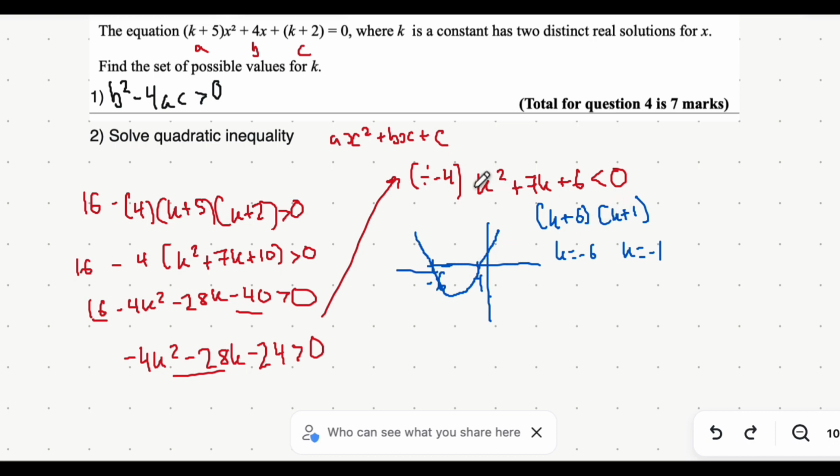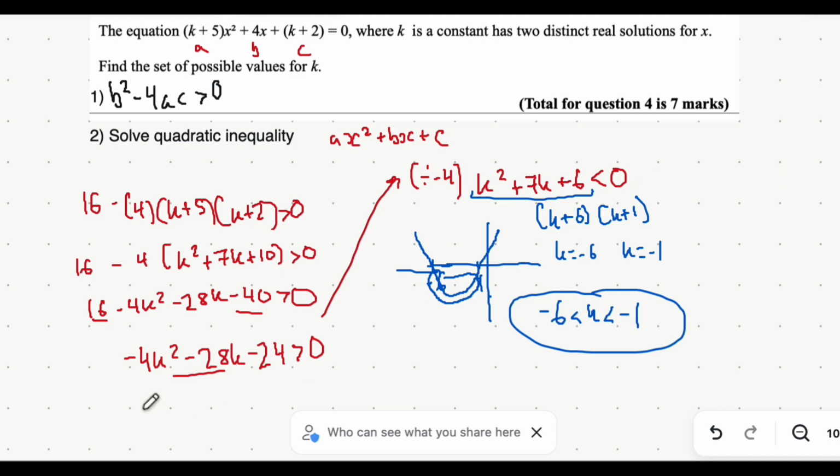Regardless, we're interested in where the curve, the quadratic, is less than 0. When is it less than 0? That's when y is negative, which is below the x-axis. Now, when is this curve below the x-axis? It's when it's in between minus 6 and minus 1. So your final answer is that when k is in between minus 6 and minus 1, that's when this quadratic is less than 0, this whole thing is bigger than 0, and this whole original equation is true.